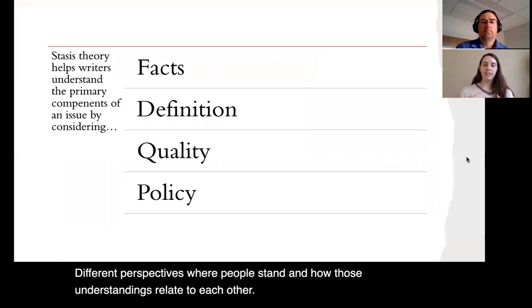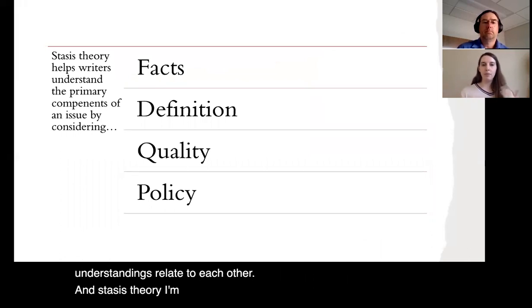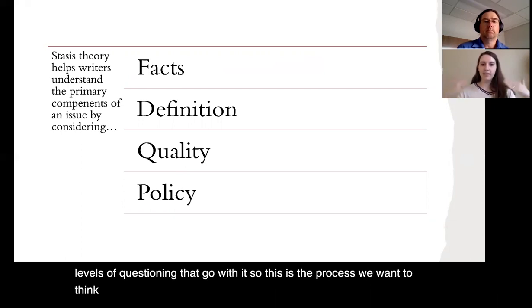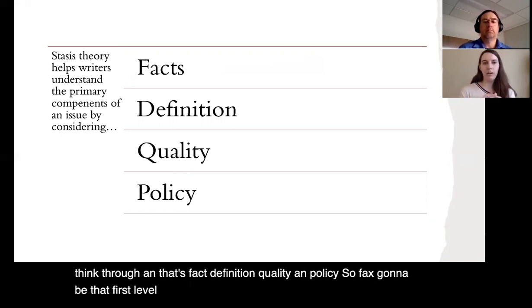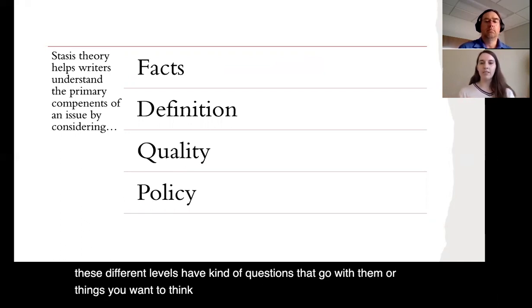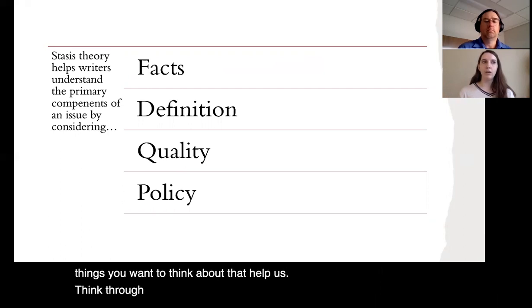And stasis theory actually has 4 components to it. It has different levels of questioning that go with it. So this is the process we want to think through, and that's fact, definition, quality, and policy. So fact's going to be that first level, and then definition, quality, and policy. And each of these different levels have kind of questions that go with them, or things you want to think about that help us think through issues, and especially where people are agreeing and disagreeing on an issue.